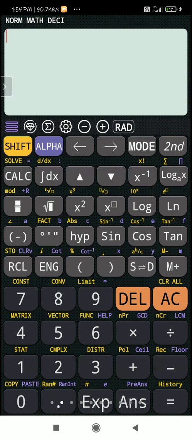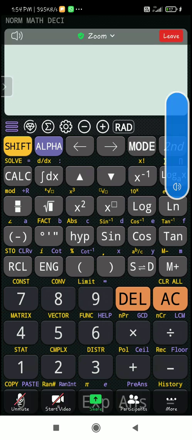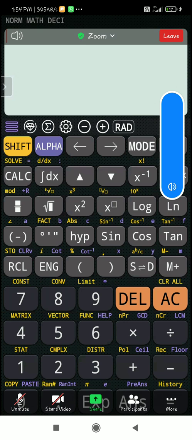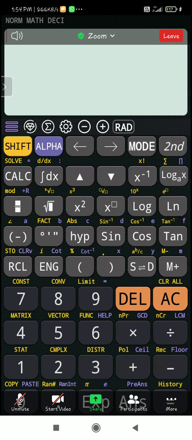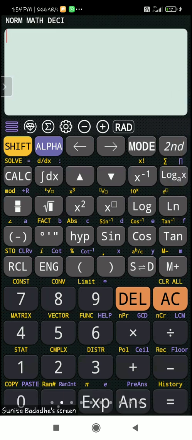Now see students, maybe in your calculator, the colon symbol is above the integral sign. Please check all the entries. It is a colon symbol just above the integral sign. You have to press the alpha key. I'm telling the procedure again. Okay. See how to do it.